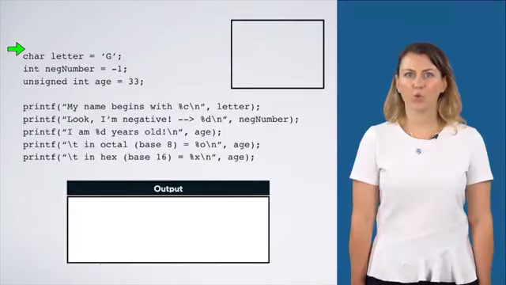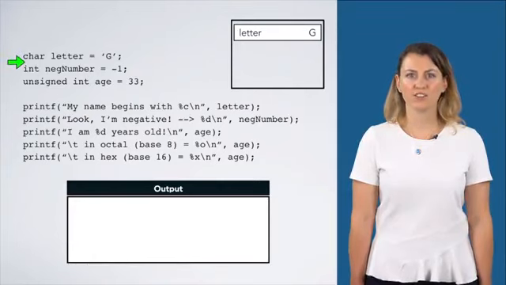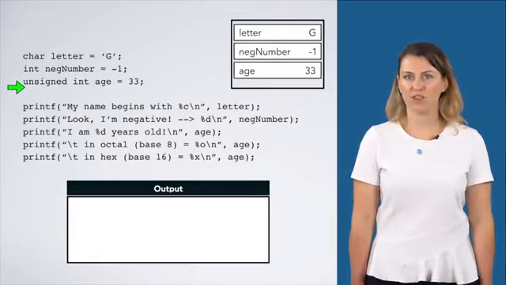In this video, we're going to execute some calls to printf using a variety of format specifiers so you can see how to print types other than int. First, we initialize a char letter to be 'g', an int neg number to be -1, and an unsigned int age to be 33. Next, we come to a print statement.